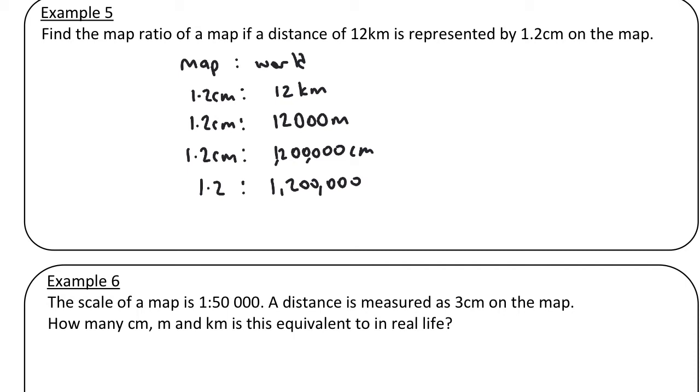And we don't like decimals, so if we multiply both sides by 10, that'll remove the decimals. And we'll have 12 to 12 million. But we need it in the form of 1 to something, so we need to divide by 12. And 12 million divided by 12 is 1 million. So the map ratio there would be 1 to a million. So 1 centimetre is 1 million centimetres in the real world. 1 footprint would be 1 million footprints in the real world.